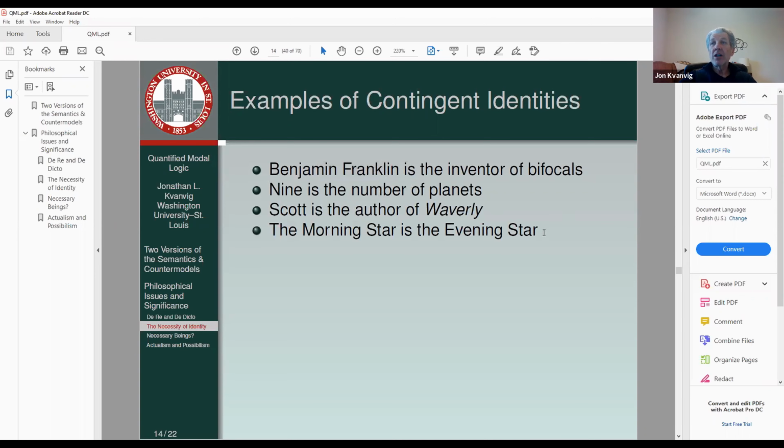The morning star is the evening star, or sometimes it's said Hesperus is Phosphorus, but we'll go with the morning star is the evening star. Now, it is well known that the verb "is," or any other variant of the verb to be, is ambiguous between different readings. One is sometimes referred to as the "is" of predication. My dog is a beagle.